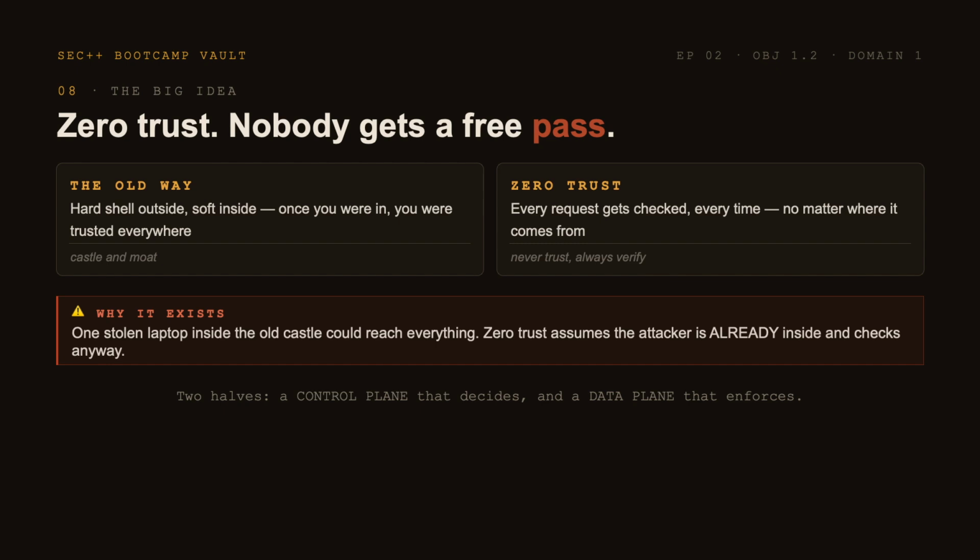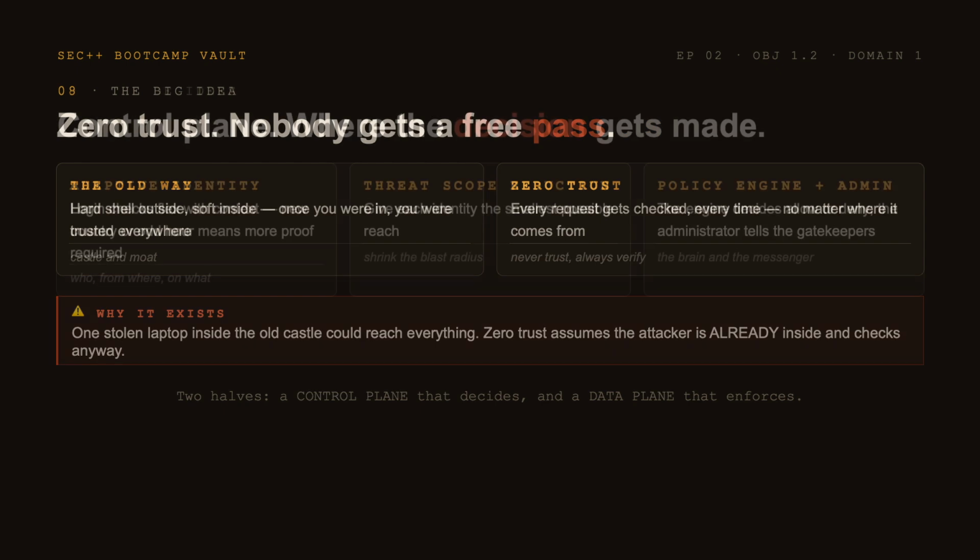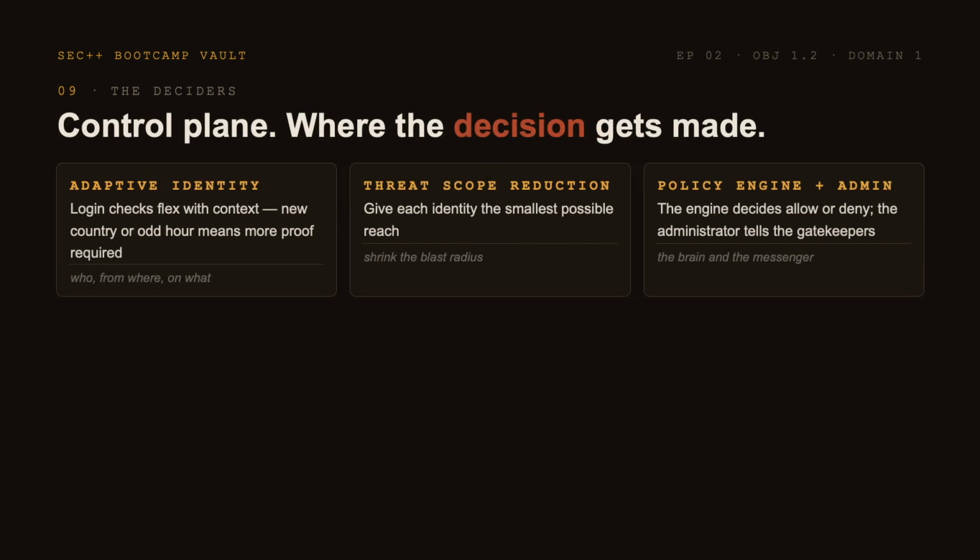The design splits into two halves, a control plane, the part that makes decisions, and a data plane, the part that enforces them. Next two slides, one for each. The control plane is where decisions get made. Three pieces to know. Adaptive identity means the login check changes with the context. Sign in from a new country at 3 in the morning, and the system demands more proof.